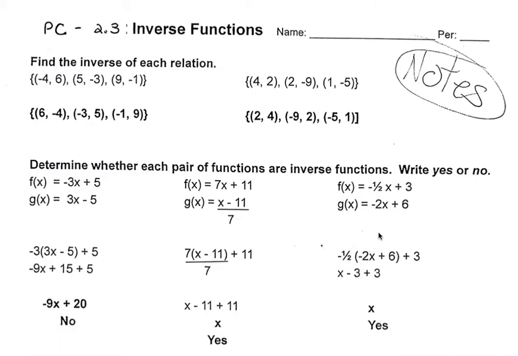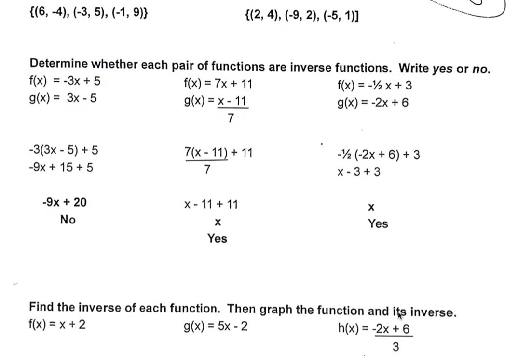Then we have -1/2 times the 6. Well, what's half of 6? It's 3, and then you have to change your sign because of this negative, so we get a -3. Plus 3 came along for the ride. Then you'll notice -3 plus 3 cancel out, so you're left with just x. So yes, that works.